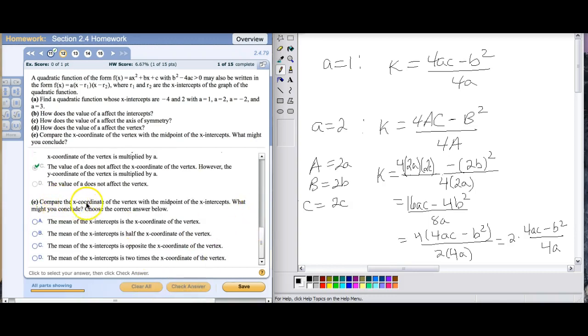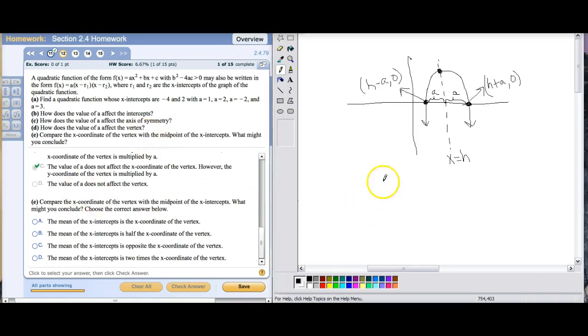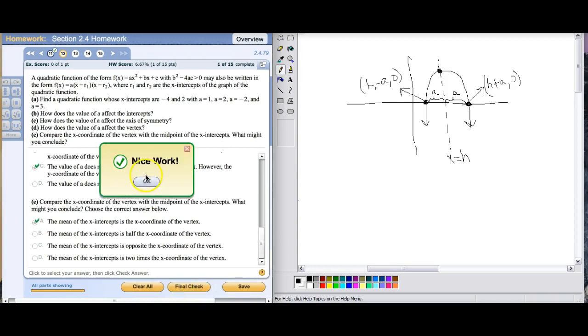It says, compare the x coordinate of the vertex with the midpoint of the intercepts, and what might you conclude? All right, so drawing out what they mean here, we know that the axis of symmetry splits this particular function in half. The x-intercepts are here and here, and that means that the x coordinate for the vertex will be halfway in between. So thus the mean of the intercepts is going to be the x coordinate for the vertex. So that concludes our video.